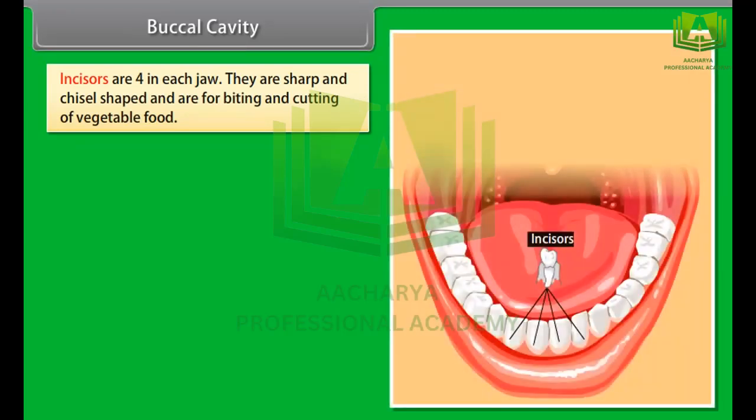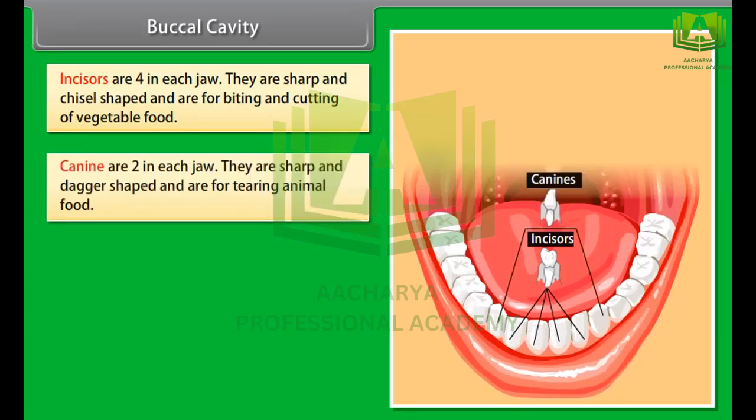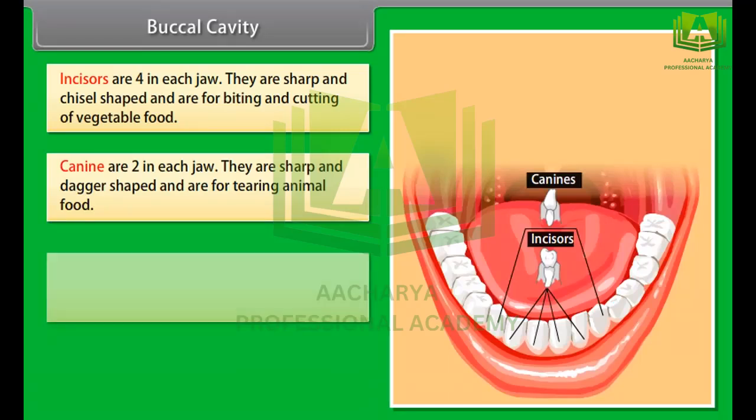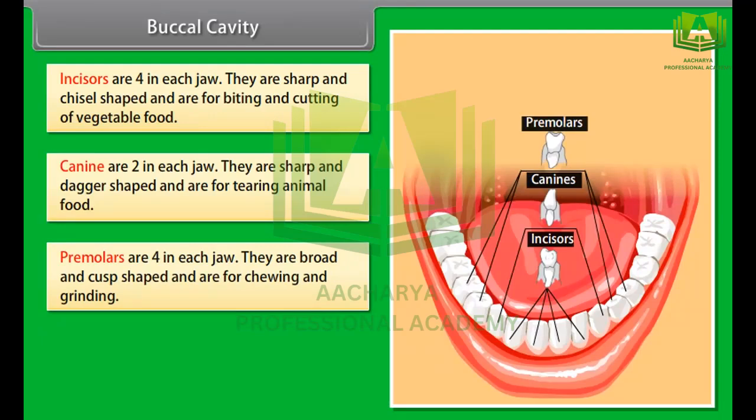Incisors are four in each jaw. They are sharp and chisel-shaped and are for biting and cutting of vegetable food. Canine are two in each jaw. They are sharp and dagger-shaped and are for tearing animal food. Premolars are four in each jaw.